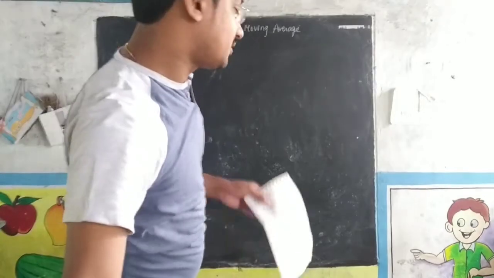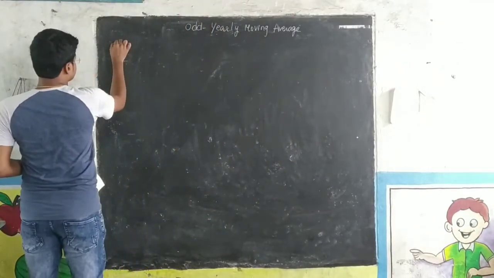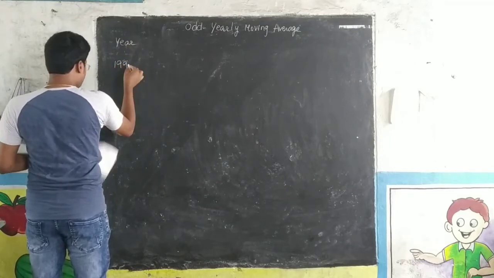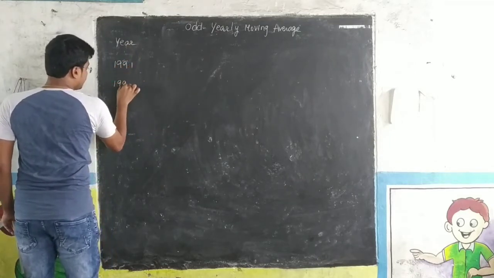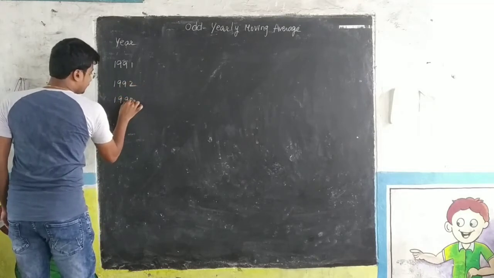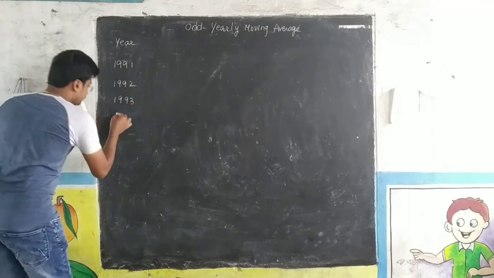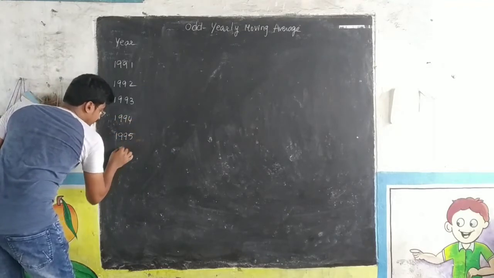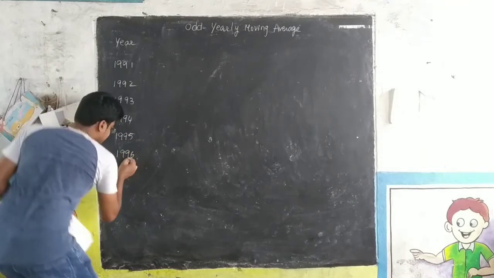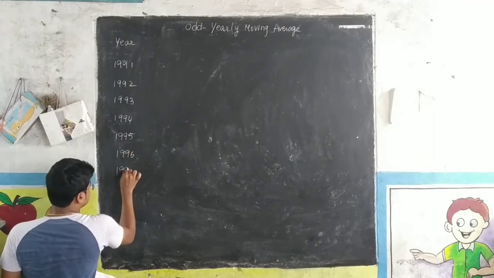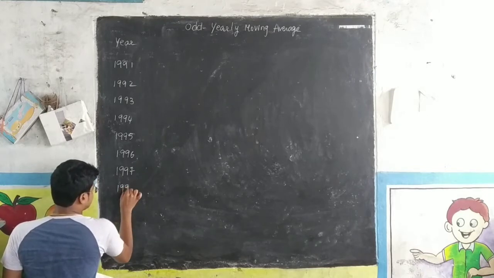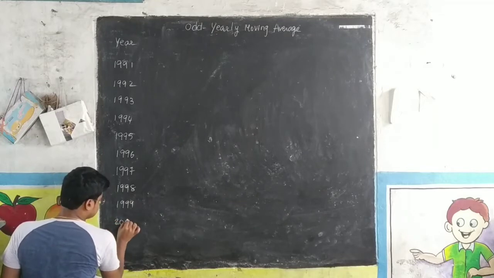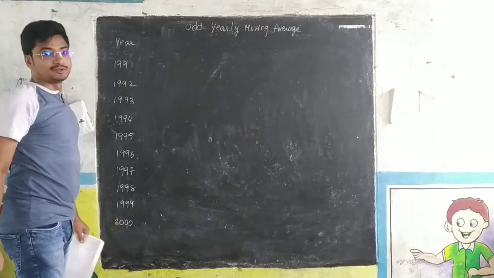Problem. Data. Year: 1991, 1992, 93 till 2000, that is 94, 95, 96, 97, 98, 99, 2000.